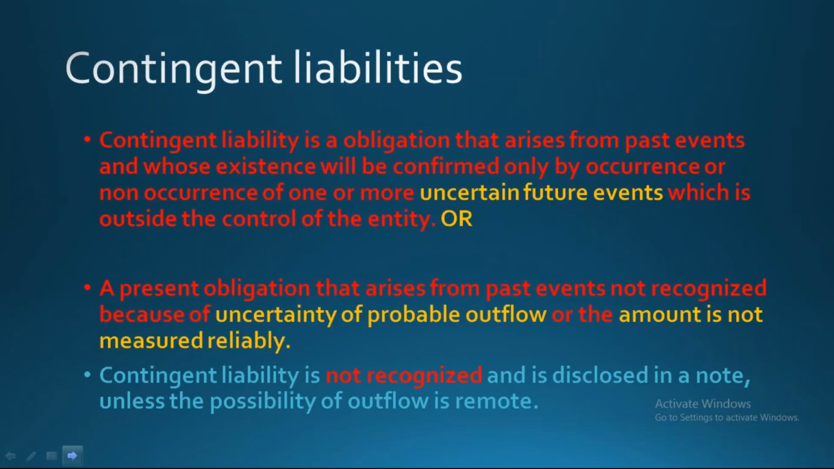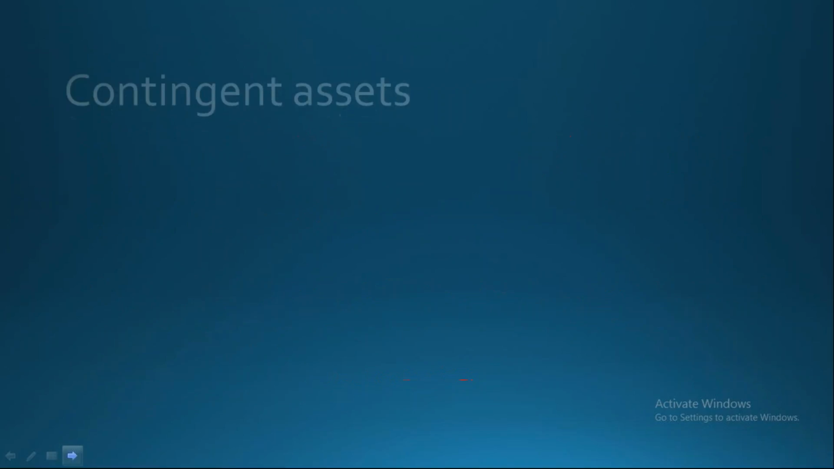You just disclose it as a note. You don't even need to disclose it as a note if the possibility of the outflow is very remote. The lawyer says there's no chance, Fiona, that the judge will award anything. In that case, you may not even have to put a note. So that's what we call a contingent liability.